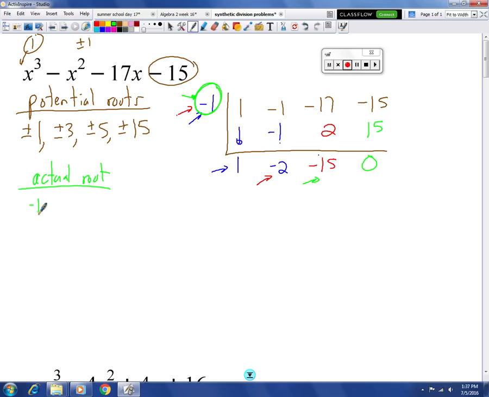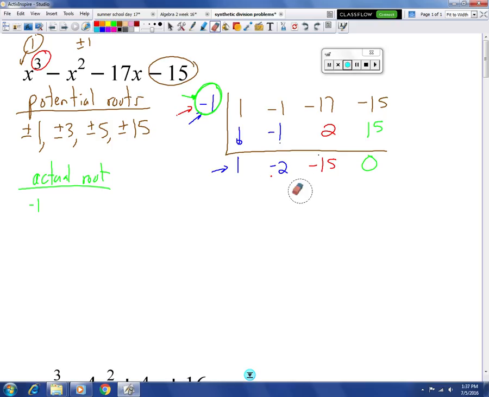Okay, now because this is a cubic, my biggest exponent is 3. The most different roots I can have is 3. I can't have 4 or 5 of them. I can only have 3. Okay, so I'm looking for maybe 2 more. Alright, now what I can do next, I can do a couple different ways.